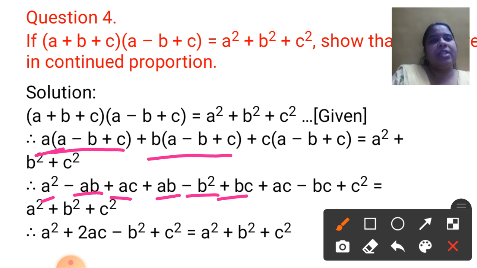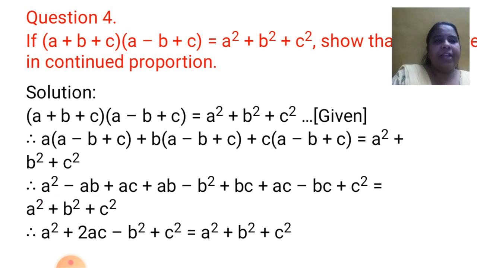The last one, C into A is AC. C into minus B is minus BC and plus C square. And the right hand side, again we will write as it is. Okay. Then what is to be done?